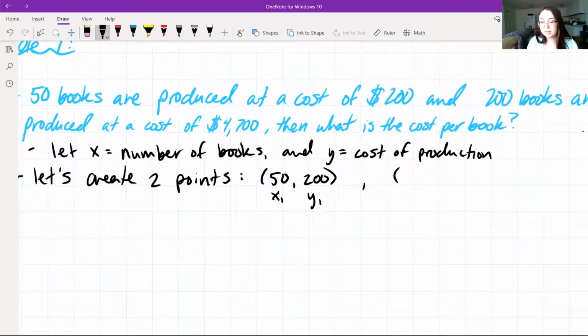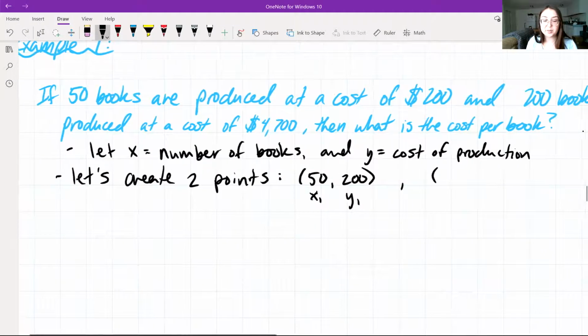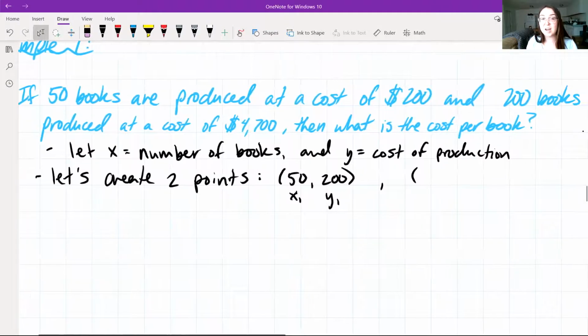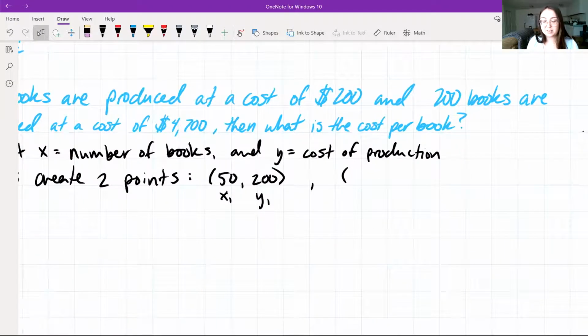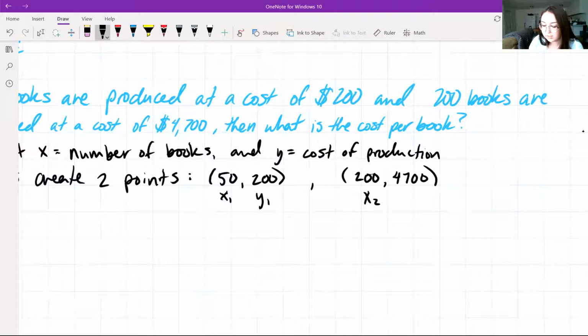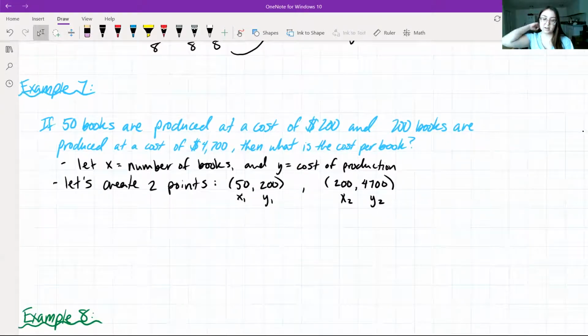And let's create our second point. We have 200 books produced at a cost of $4,700, some expensive books. So we're going to have 200 and 4,700, and this will be x2 and y2. So we have our 2 points. We want to find the cost per book, and if we're thinking about per book, this means that we are essentially finding the average value that if we multiply by any number of books, it should give us around the right answer.